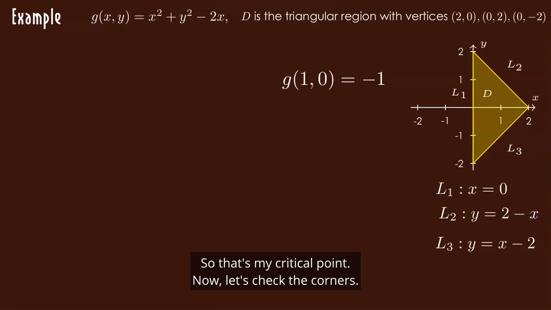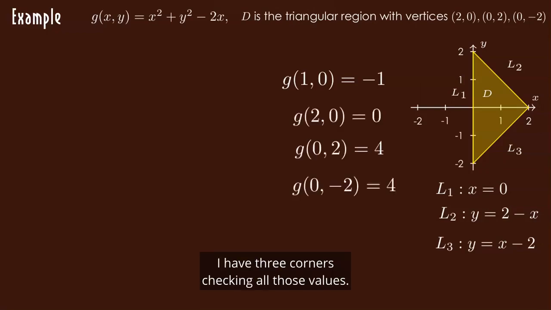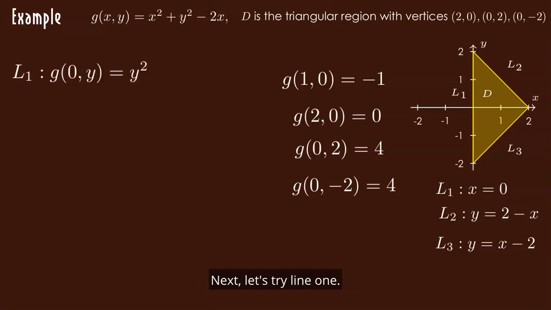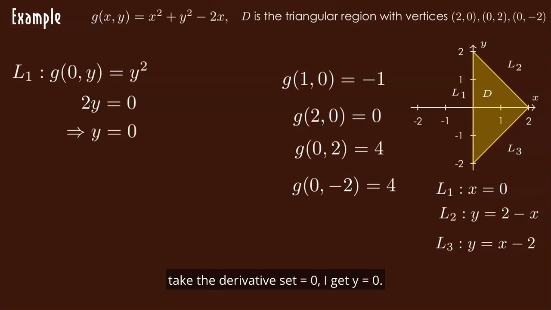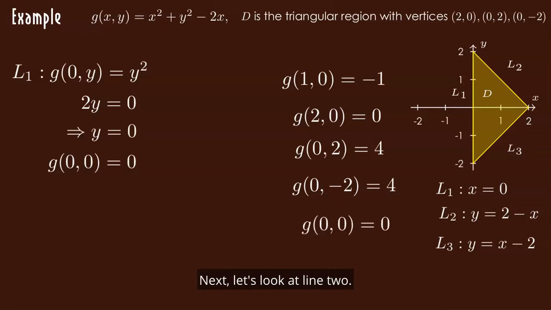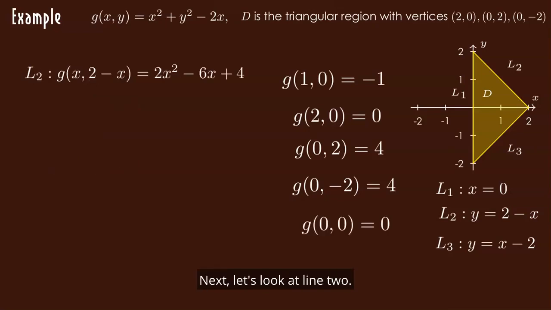So that's my critical point. Now let's check the corners. I have 3 corners. Checking all those values, I get a 0 and two 4s. Next, let's try line 1. Line 1 is where x equals 0. I plug that in, I get y squared. Take the derivative, set it equal to 0, I get y equals 0. So the point 0, 0 gives me a 0. Boy, lots of zeros.